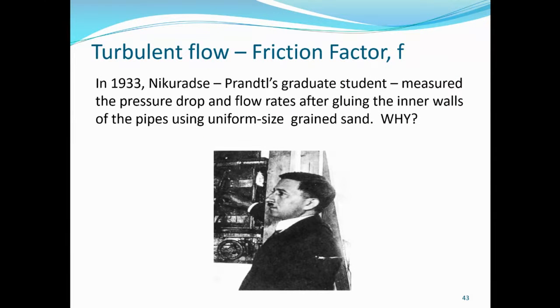Then in 1933, Nikuradse, who was Prandtl's graduate student, measured the pressure drop and flow rates after gluing the inner walls of pipes using uniform size grain sand. So he glued uniform size grain on the pipe. Why did he do that? Because the rougher it is, the more the pressure drop, isn't it? Because the frictional force is higher when you have a rough surface.